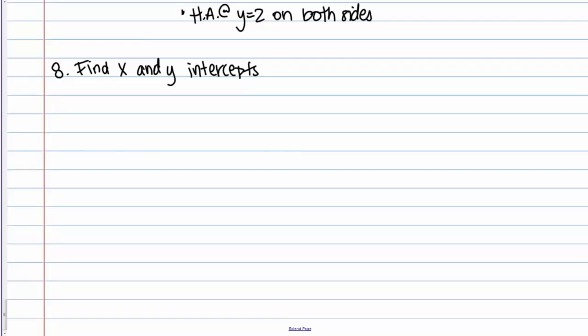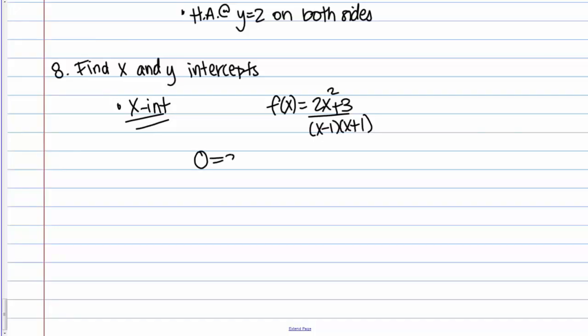There's only one more step before we actually graph the function, and that's step 8, find x and y intercepts. These, of course, are important to graphing the function. You want to know where your x and y intercepts are. Let's find x-intercepts first. To find the x-intercepts, you set y equal to 0. My original function was (2x squared plus 3) over (x minus 1)(x plus 1).